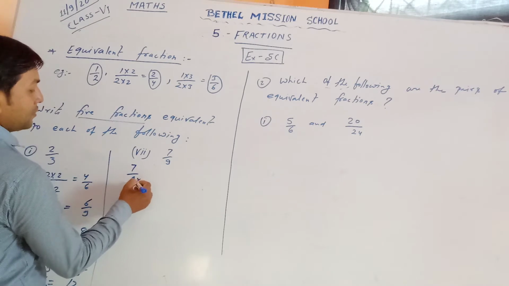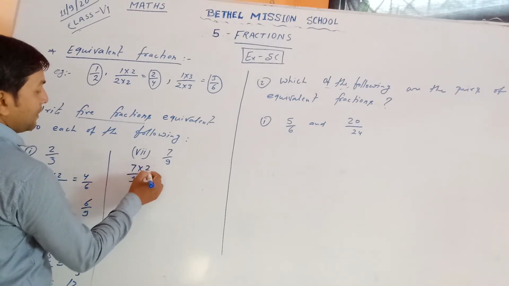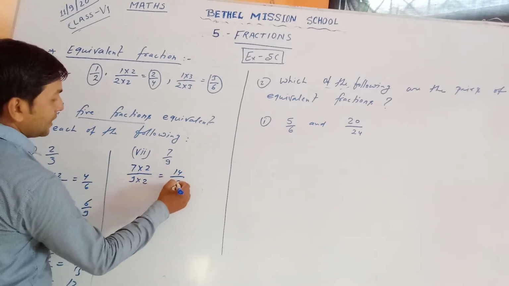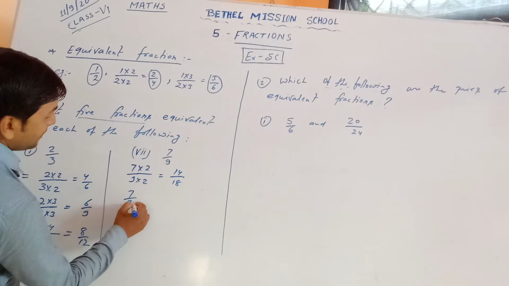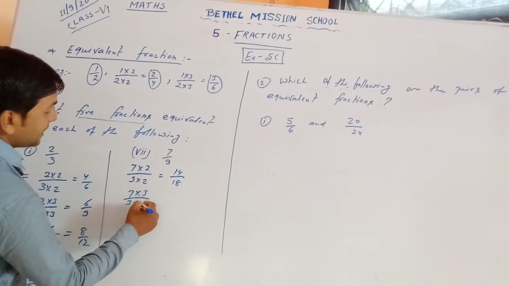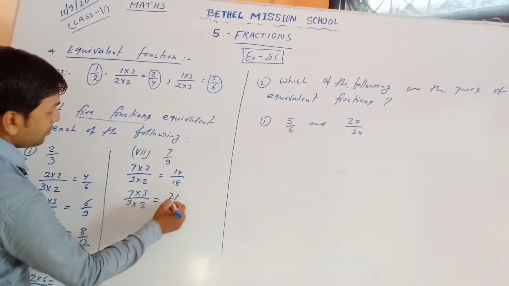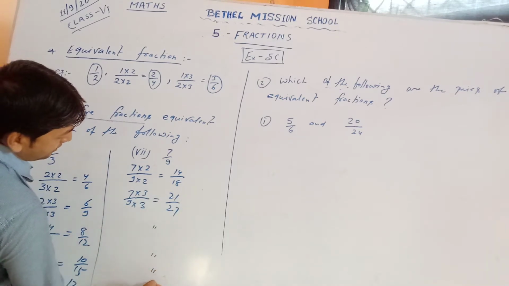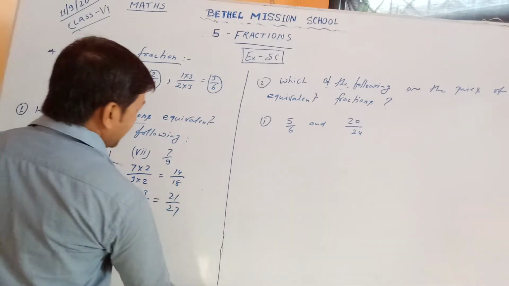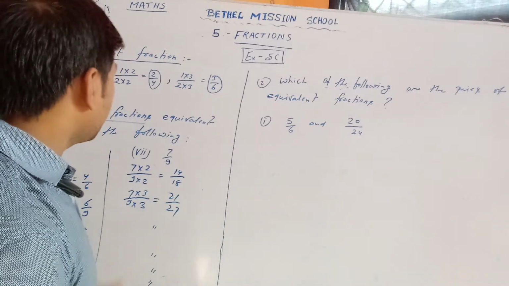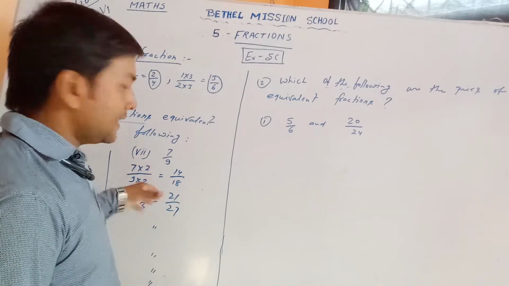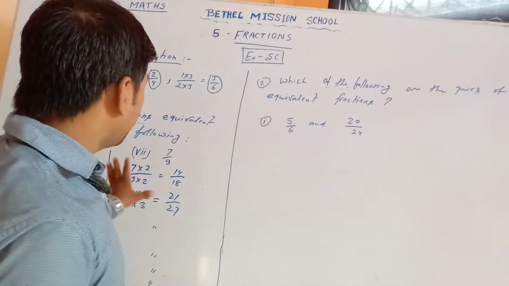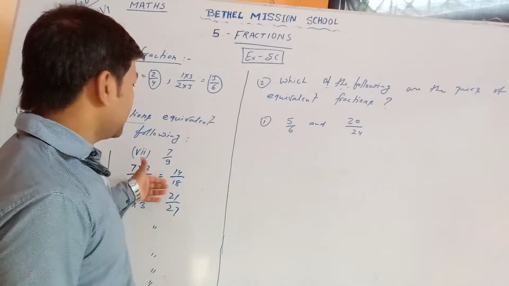First write 7/9 and multiply by 2, and write 14/18. 7/9 multiplied by 3 in the numerator as well as the denominator gives 21/27. Same you can write. This is the method. If it asks for 5, then you can multiply with 2, 3, 4, 5, 6. You can get 5 fractions the same way.